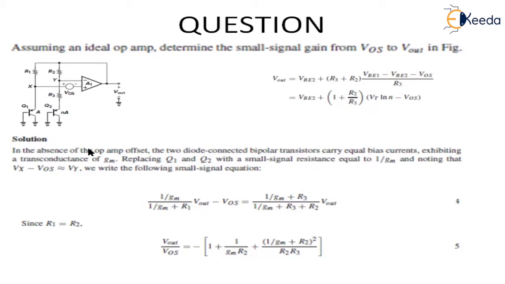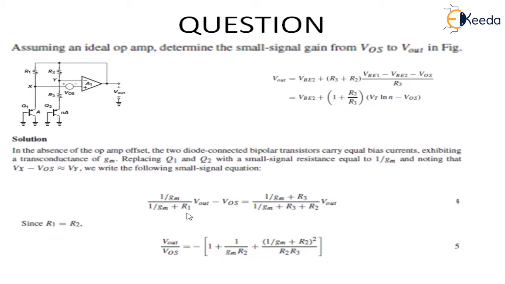In the absence of the op-amp offset, the two diode-connected bipolar transistors carry equal bias current, exhibiting a transconductance of Gm. So we can replace Q1 and Q2 with a small signal resistance equal to 1 by Gm. And we note that Vx minus VOS is equal to Vy. If we apply KVL here, we find that Vx minus VOS is equal to Vy, and we can write the following small signal equation.